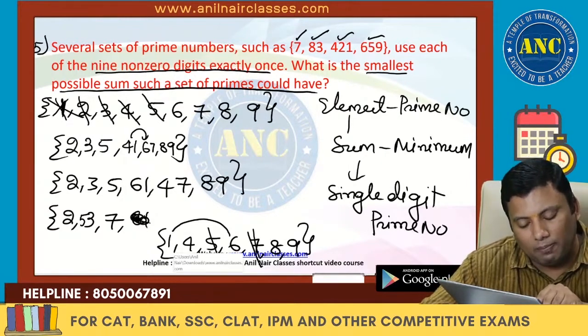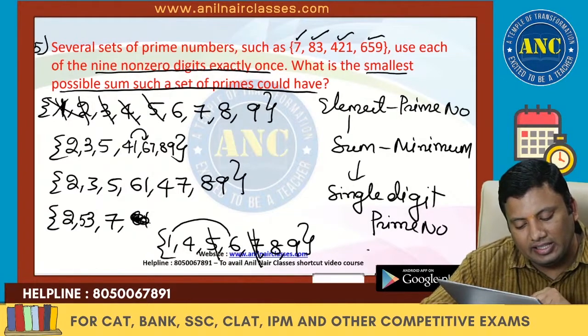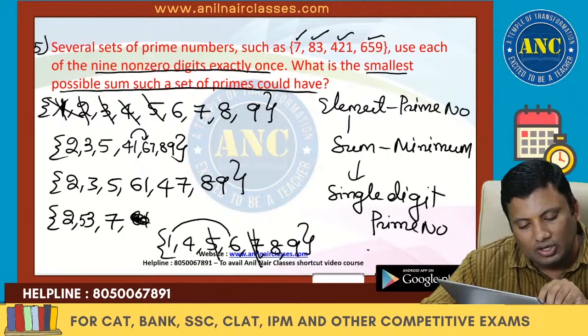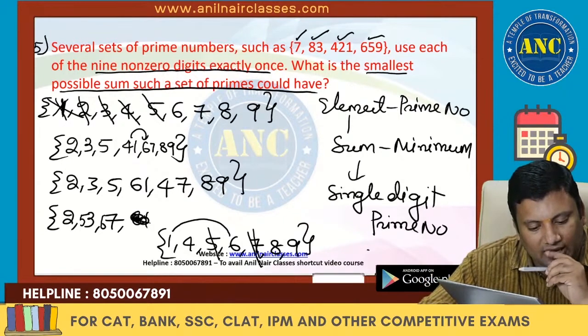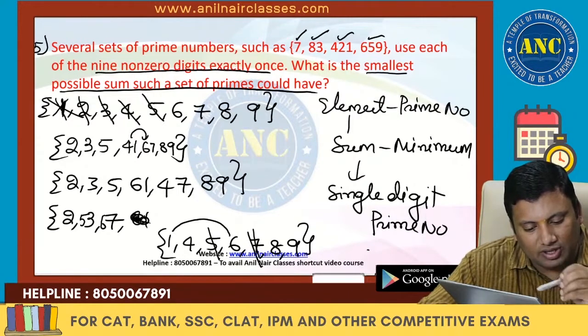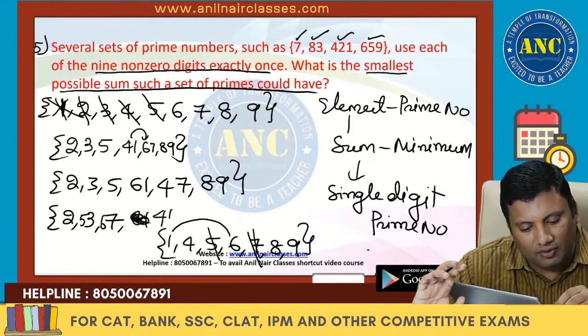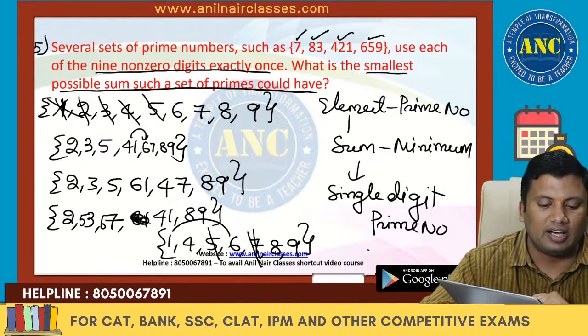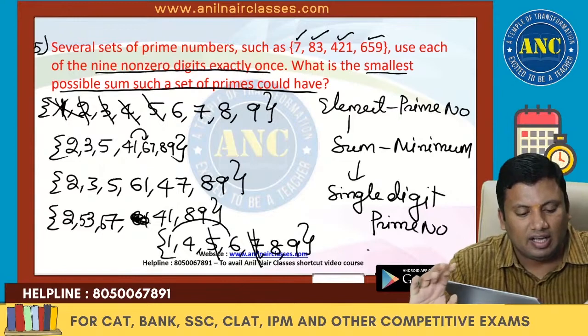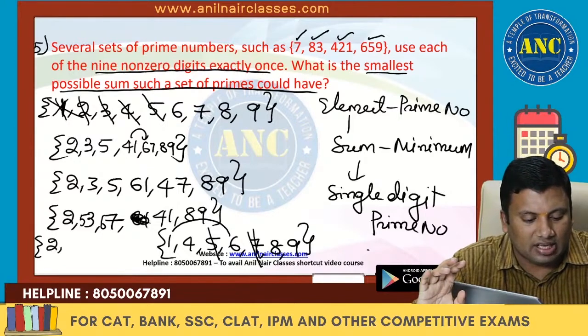46 is a composite number. 48 is a composite number. 49 is a composite number. 67 is possible. Next one, 41, next 89. Is this another set that is possible? Everything is taken: 1, 2, 3, 4, 5, 6, 7, 8, 9. Let me check if any other case is possible.